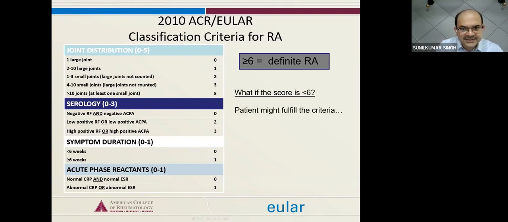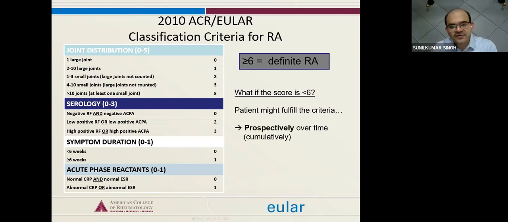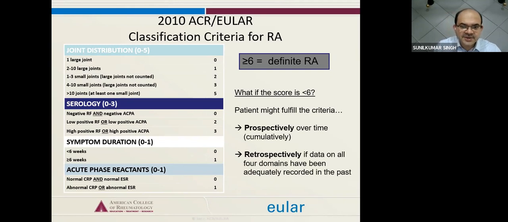And if it is less than 6, the patient might still fulfill the criteria, remember, prospectively over time. Somebody may come with few joints and then over the next 2, 3 months evolve and have many more joints involved. And retrospectively, if all the 4 domains have been looked at carefully in the records, then still one can go back and see whether this patient had these events, and one can actually satisfy this classification criteria.